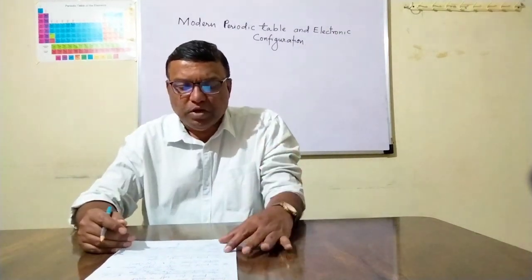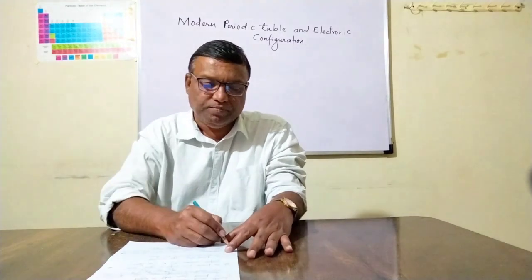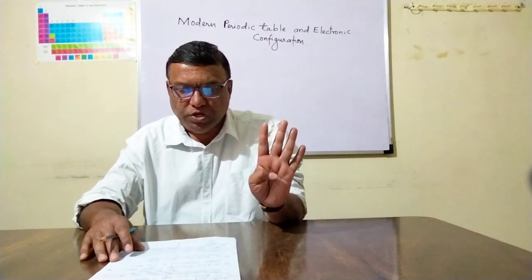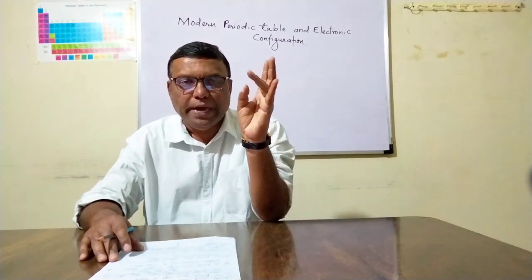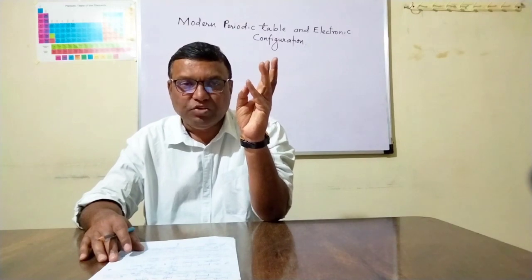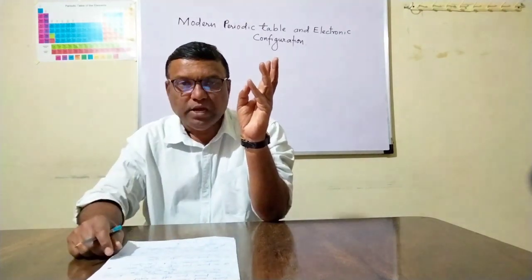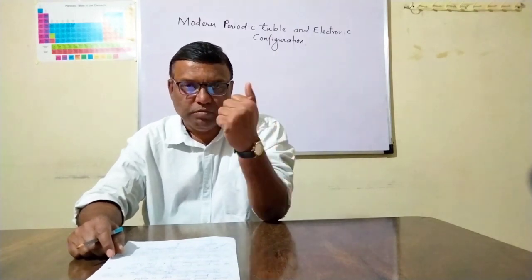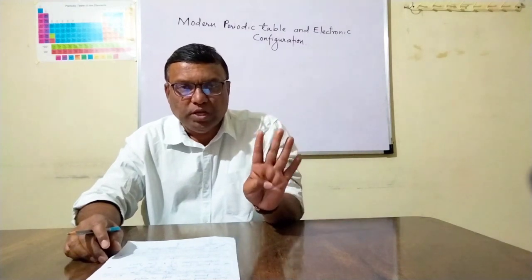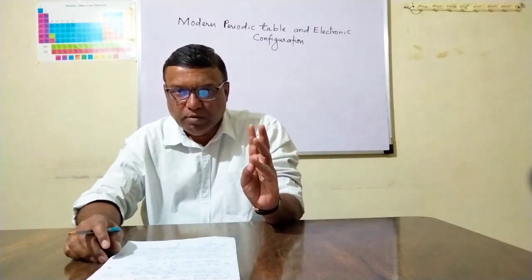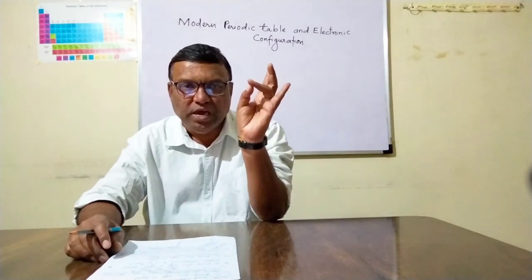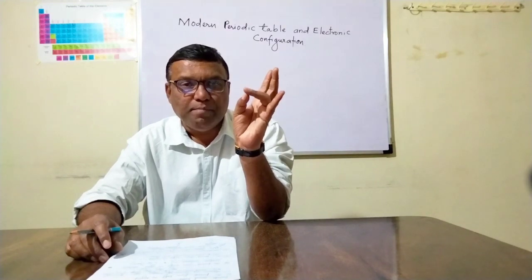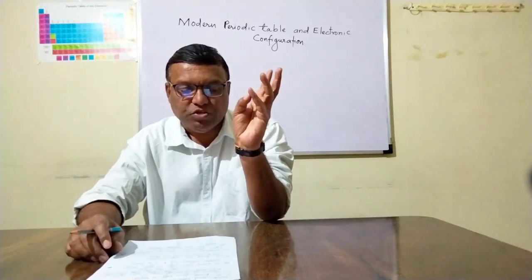Now the last point, shells and electron capacity. How many shells are present? Total 4 shells are present. Listen carefully. Total 4 orbits, 4 shells are there: the first shell is the K shell, the second shell is the L shell, the third shell is the M shell, and the fourth shell is the N shell.